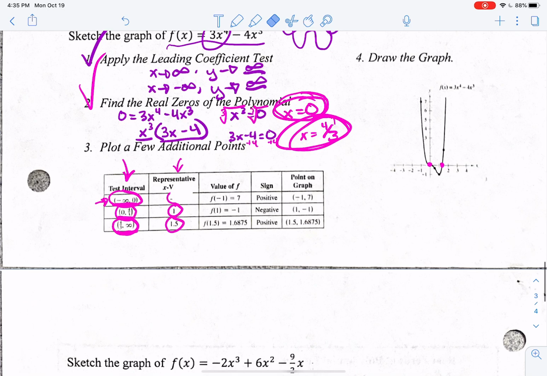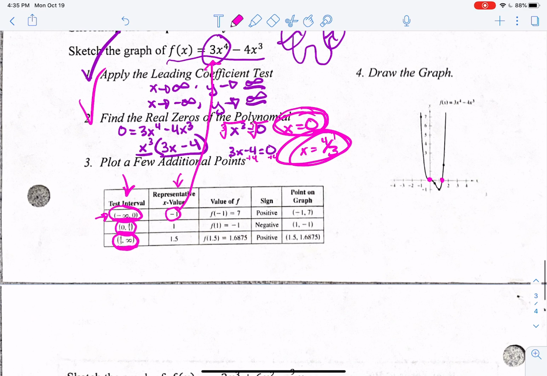So they take those points and they've plugged each one of these points. The negative 1, they've plugged that into the original equation up here. And they got the number 7. They plugged 1 into the original equation, and they got the number negative 1. They plugged 1.5 in, and they got negative 1.6875. So what that means is, since 7 is a positive number, that means he's above the x-axis here on the left side of that 0.